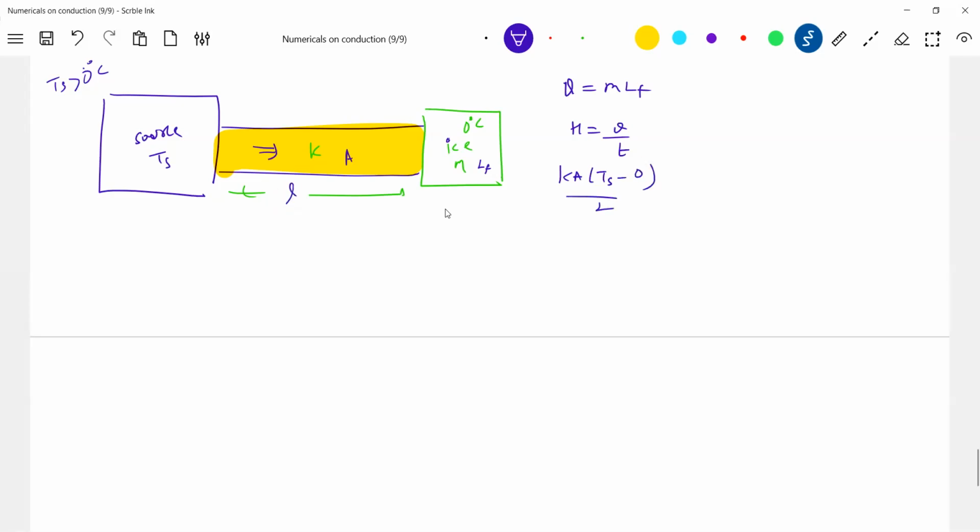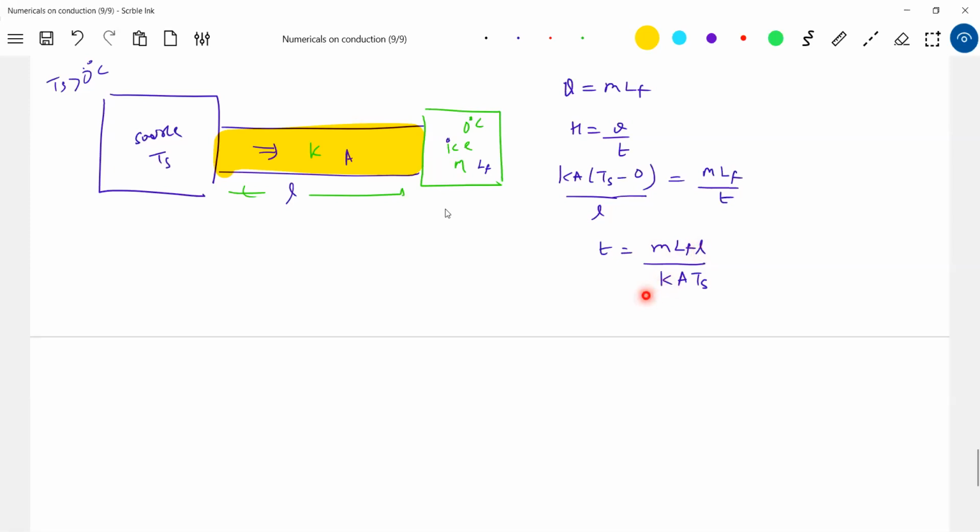Small l, I'll write it, you'll get confused. Equal to, in place of Q, what can you write? mL_f by t. So what is the time taken? t equals m L_f small l by K A T_s. So the time taken for the ice to melt depends on what? If the amount of ice is more, definitely it will take more time. If the length of the rod increases, then the ice will take more time to melt.